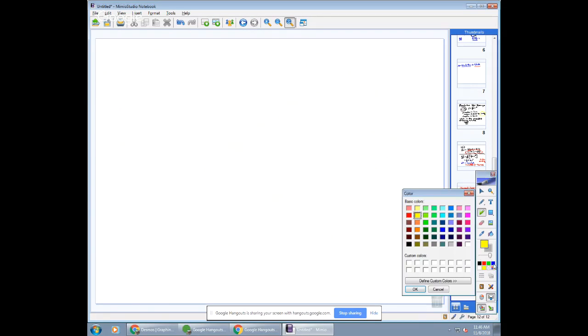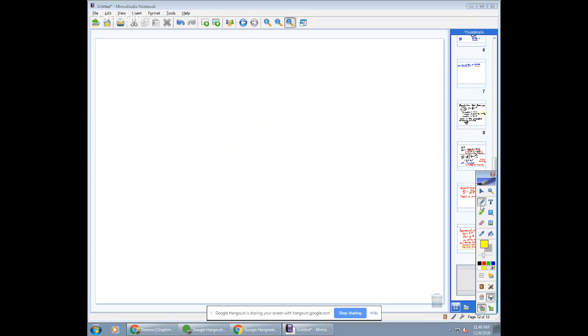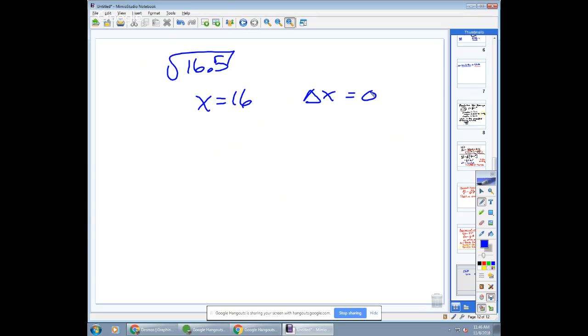We're going to consider finding the square root of 16.5 without a calculator. To do that, we're going to let x equal 16, and we're going to let delta x equal 0.5. Okay. So that right there is my f of x plus h, but I'm calling h delta x instead. So I'm trying to calculate what is f of 16.5.